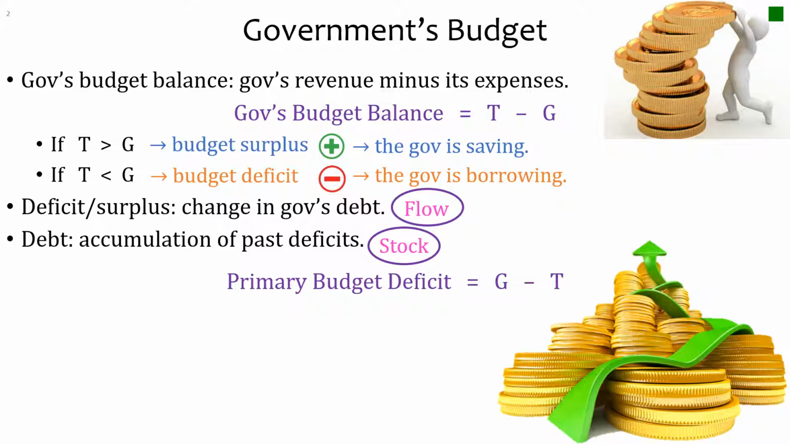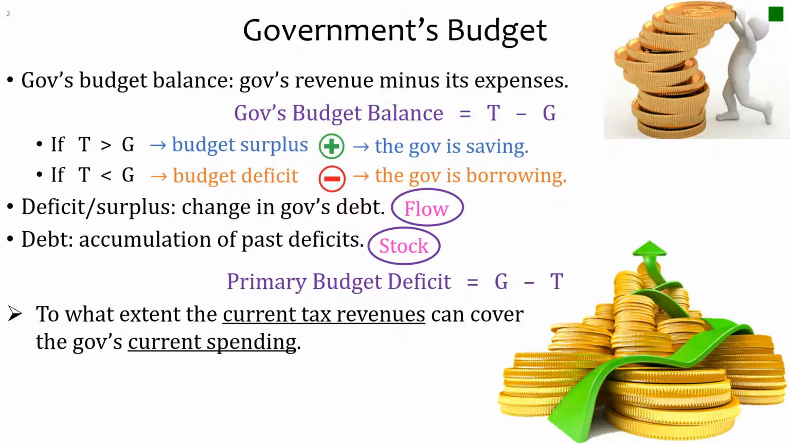There's also this concept of primary budget deficit, and primary budget deficit is G minus T. This is for any given year. It is added to the outstanding debt. So the definition of the primary budget deficit is to what extent the current tax revenues can cover the government's current spending. If the tax revenues cannot cover the current government spending, then that's going to be added to the debt. Notice here, one concept here is the current. So we are talking about each given year. That's the primary budget deficit.